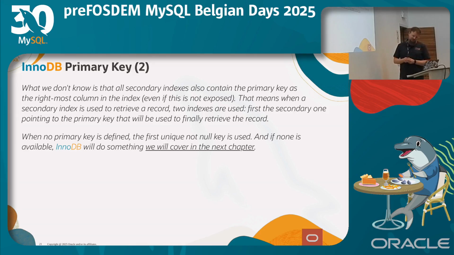So now the fun starts. When there is no primary key defined, the first unique not null key will be used by InnoDB. And if none is available, this will be your enemy. And we will talk about the enemy in the next chapter, so I won't talk about it right now.